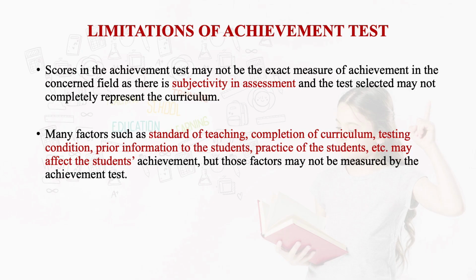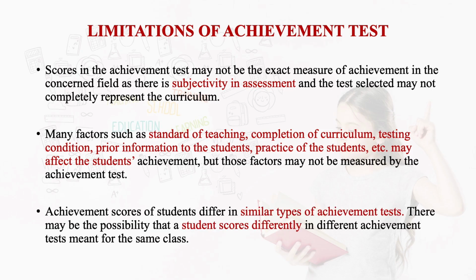And further, many factors such as standard of teaching, completion of curriculum, testing condition, prior information to the students, practice of the students, etc. may affect the students' achievement, but those factors may not be measured by the achievement test. Another limitation of an achievement test is achievement scores of students differ in similar types of achievement test.